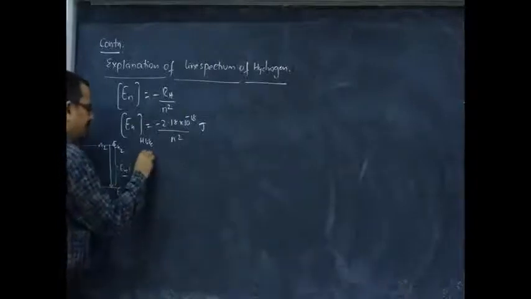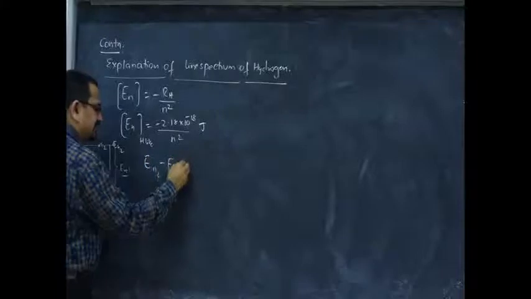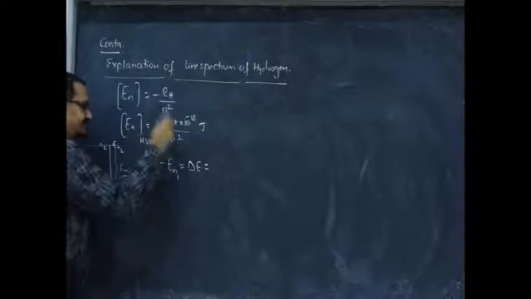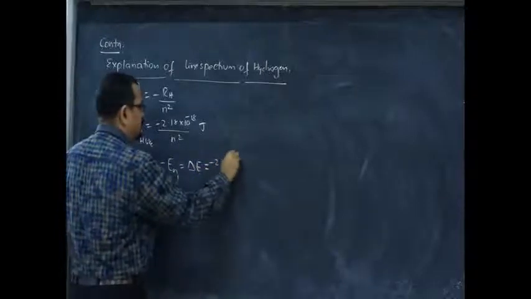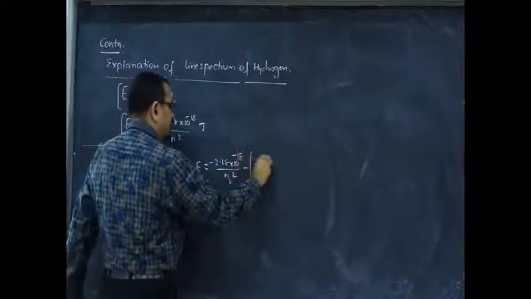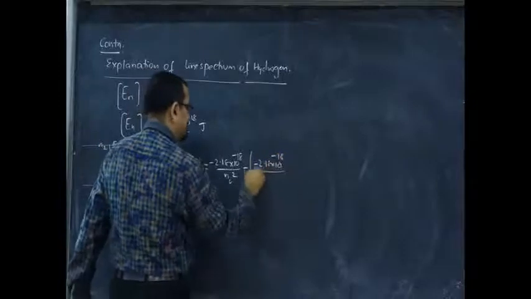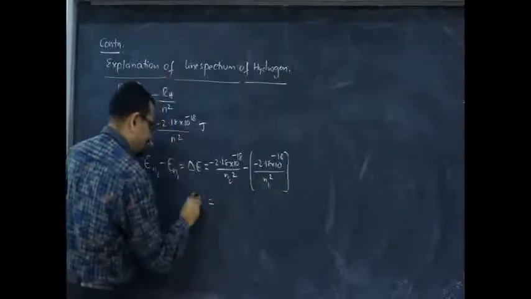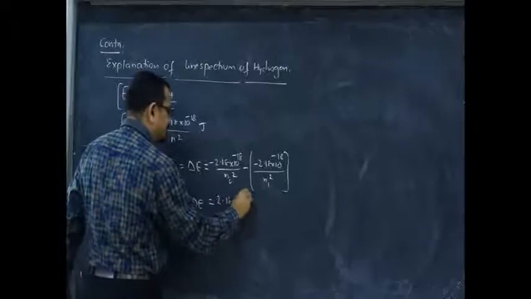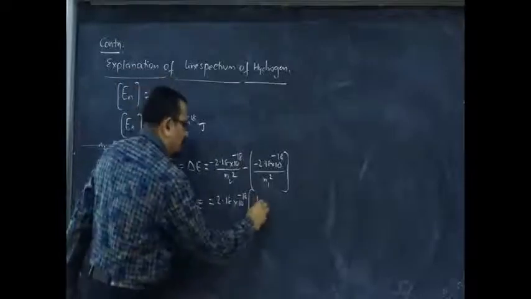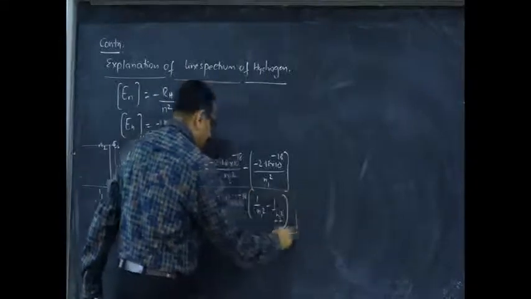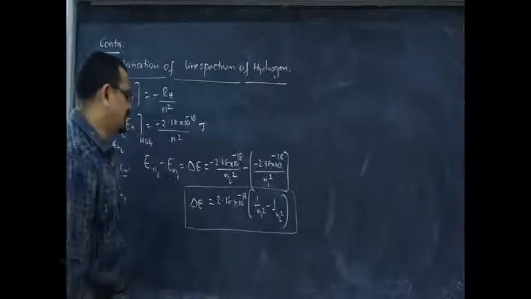Now energy difference between N2 and N1 is given as delta E equals, let us substitute N2 in this expression, minus 2.18 into 10 power minus 18 by N2 square, minus of minus 2.18 into 10 power minus 18 by N1 square. If you take 2.18 into 10 power minus 18 common, delta E equals 2.18 into 10 power minus 18 into 1 by N1 square minus 1 by N2 square. So this is the expression we can use for the calculation of energy difference. Already we solved a numerical also on this.